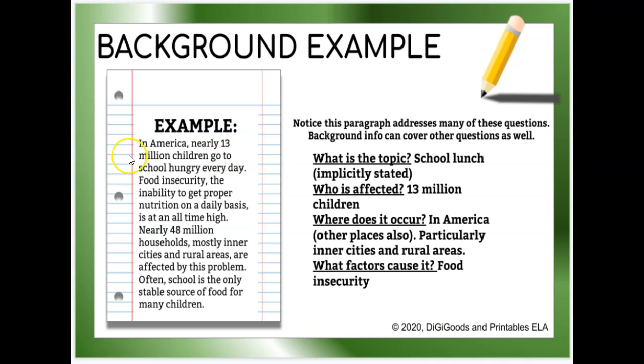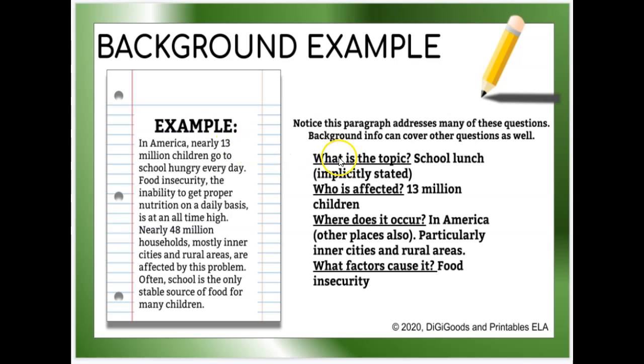Here's the example. In America, nearly 13 million children go to school hungry every day. Food insecurity, the inability to get proper nutrition on a daily basis, is at an all-time high. Nearly 48 million households, mostly inner cities and rural schools, are affected by this problem. Often school is the only stable source of food for many children. Okay, so this is an example of a paragraph with background information in it.